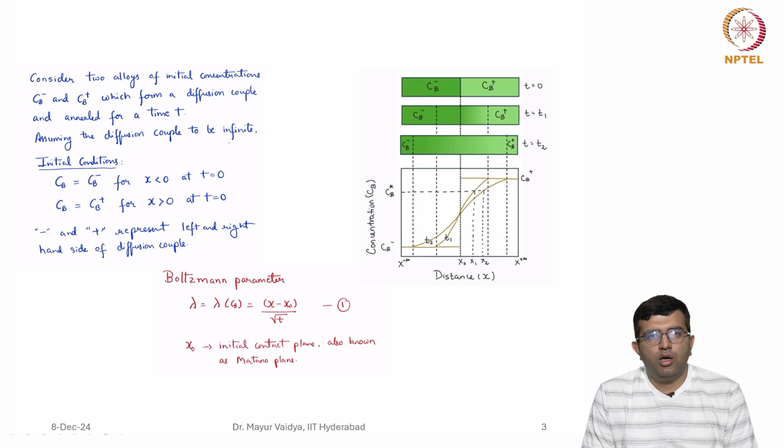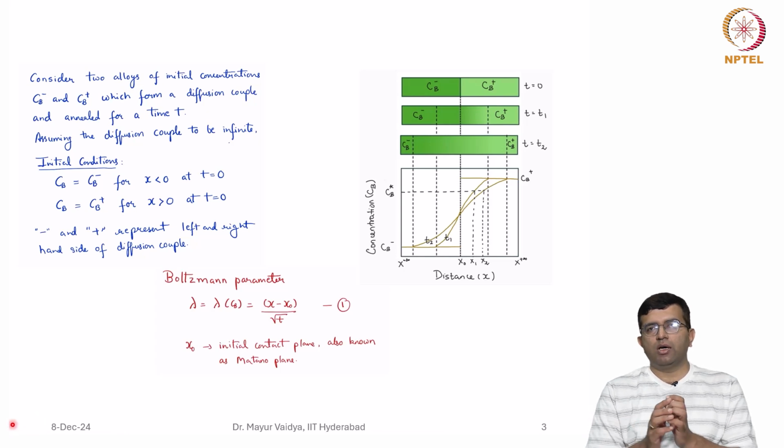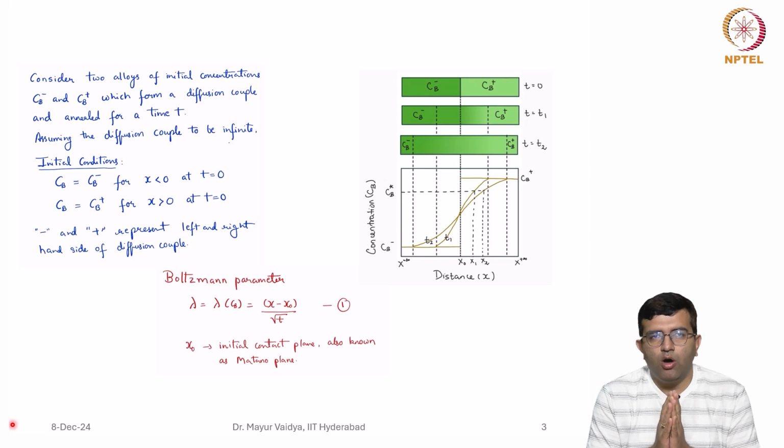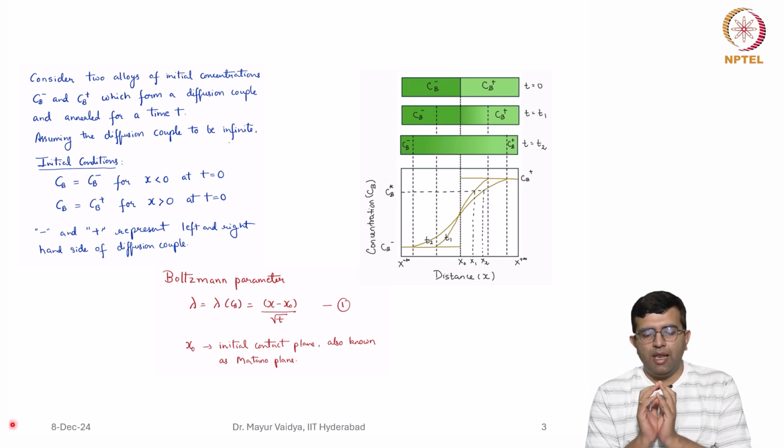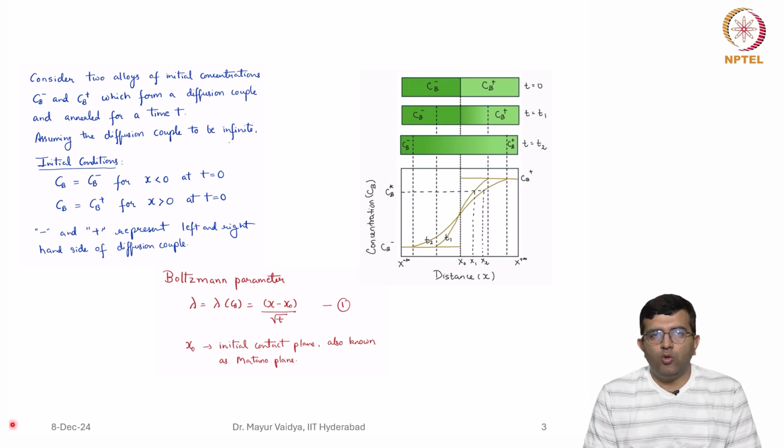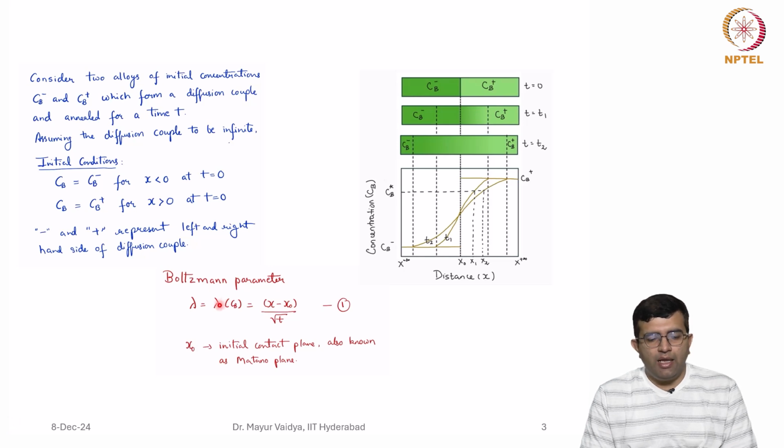What Boltzmann suggested is that we take a parameter lambda, which depends only on the composition, and it is defined as x minus x naught by root t. Now, what is this x naught? X naught is the initial contact plane, also known as the Matano plane.